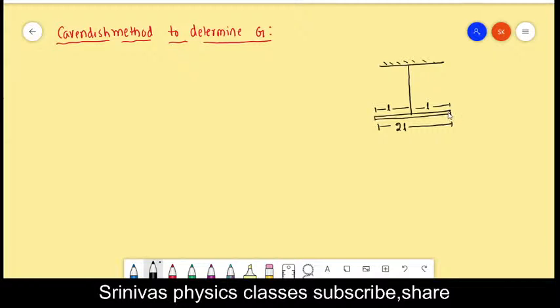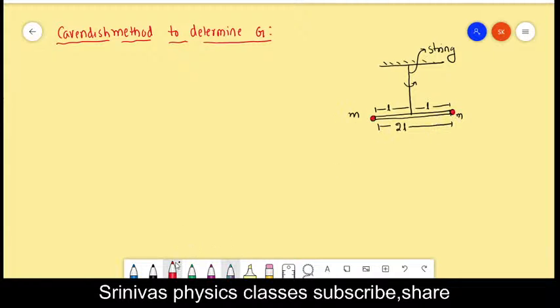And two small masses are attached on both sides. This mass is small m and this mass is small m. This is the weightless rod, and we are suspending it using a string. String means wire. Small masses are added on both sides of the light rod, this small m and this small m.